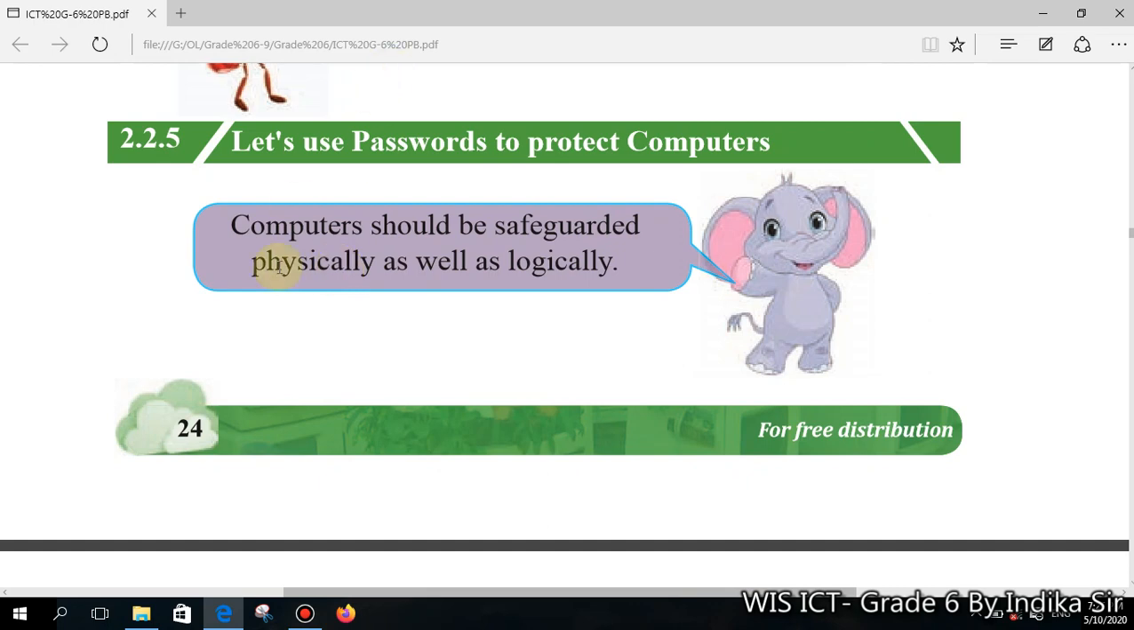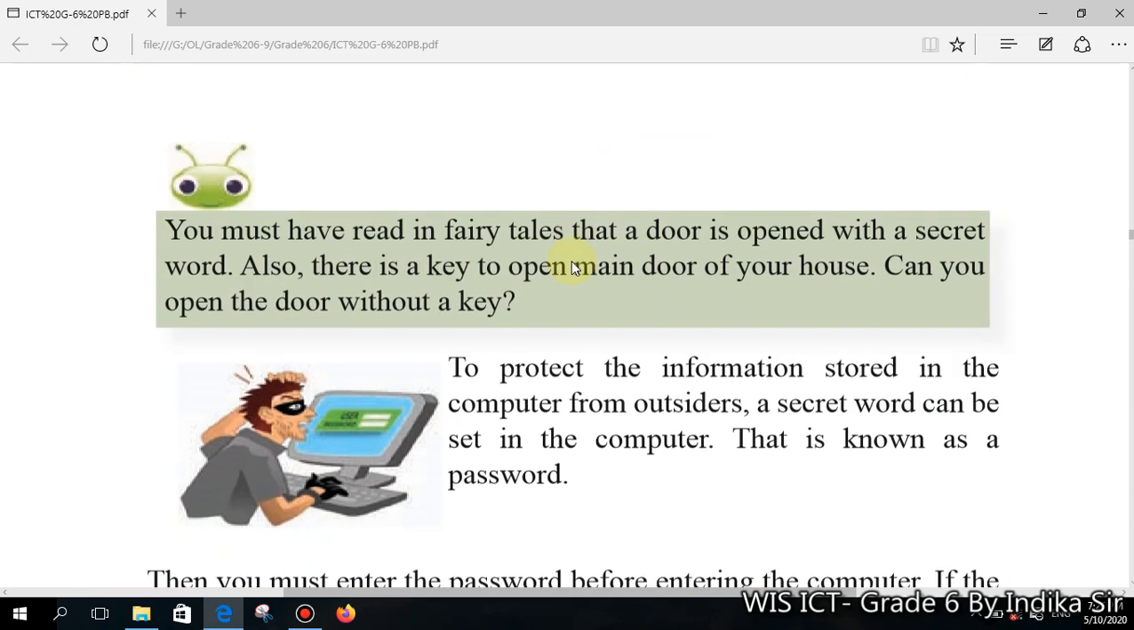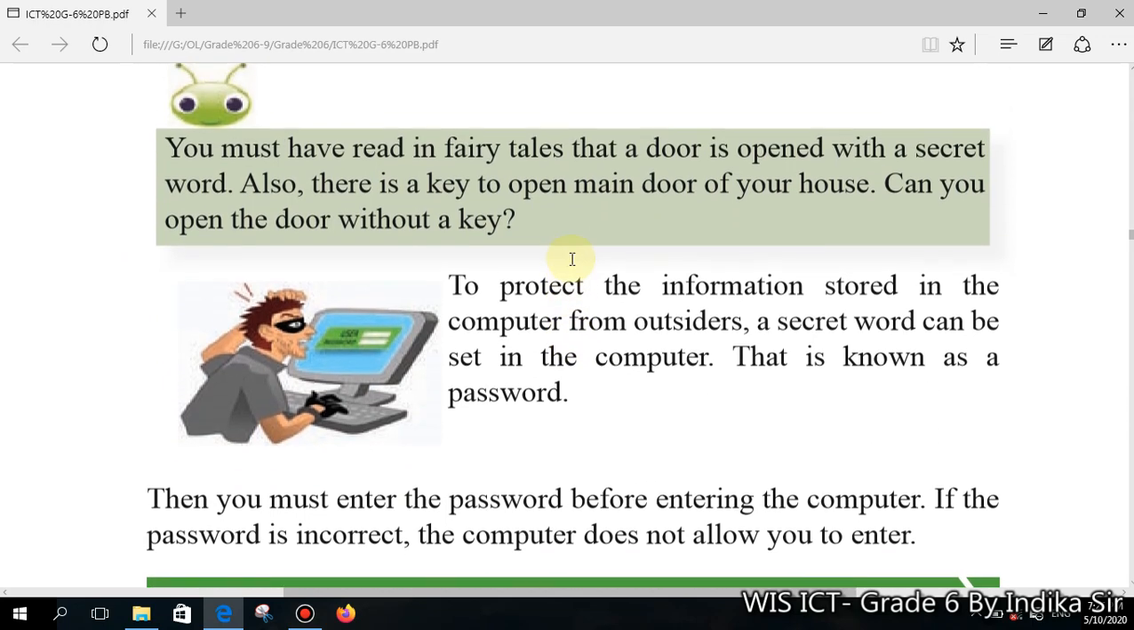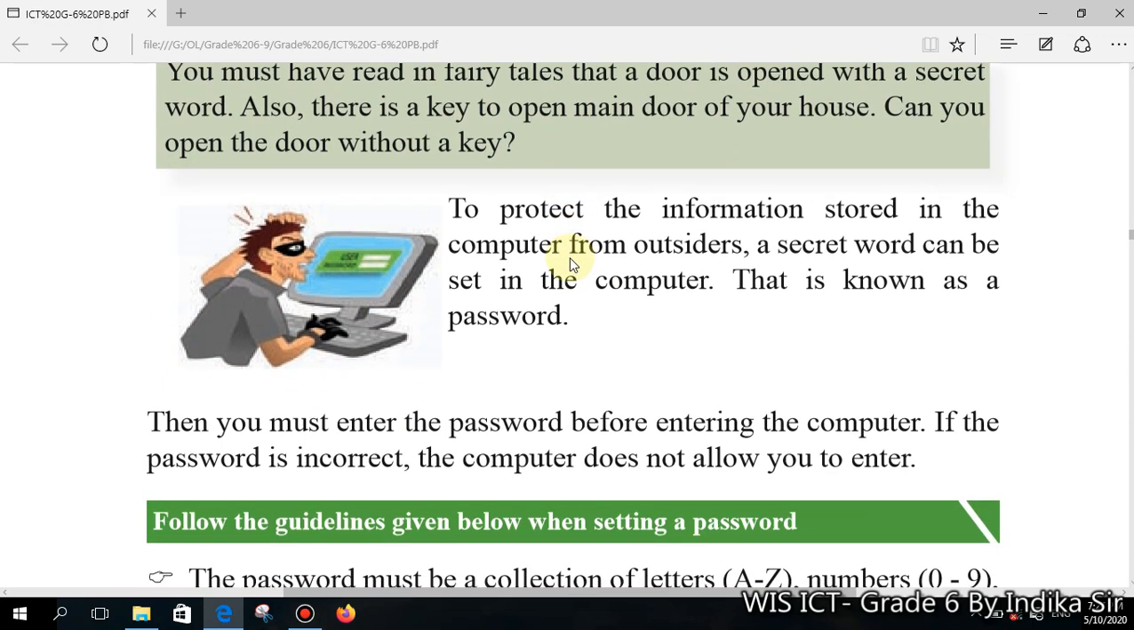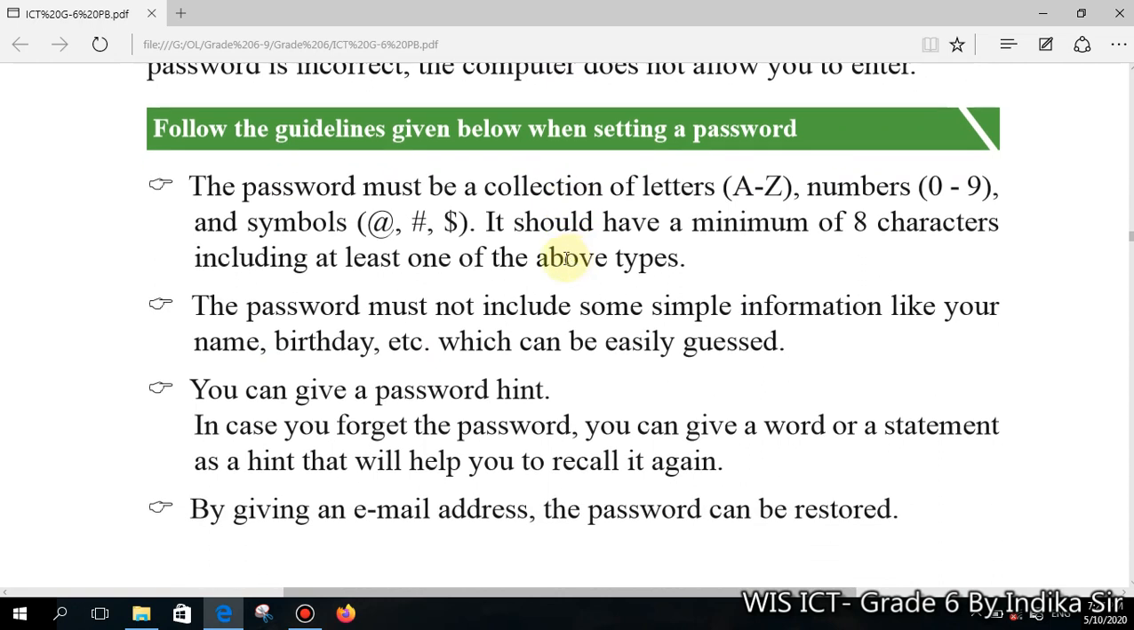The next one, now we are going to talk about the password, which comes under logical protection. If you are using software for protecting computers, that is called logical protection. I think everybody knows how to apply a password. There are some rules you have to follow.